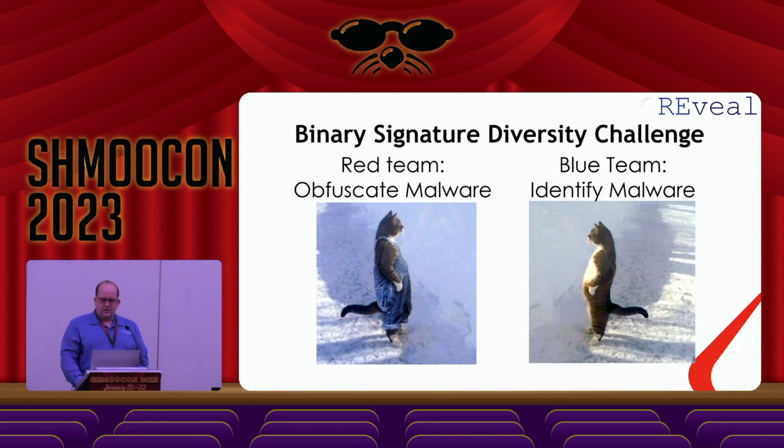Reveal started last summer when I participated in a binary signature diversity challenge. In this challenge, there were red teams and blue teams. Now, Reveal that I'm showing you today is going to be a blue team tool, but in the challenge, I was on a red team. And as a red team, I was supposed to take malware and obfuscate it. Now, I heard about this contest really late, and I had a very, very ambitious idea, so I had to reduce it down to the very simplest thing I could possibly achieve in a week.